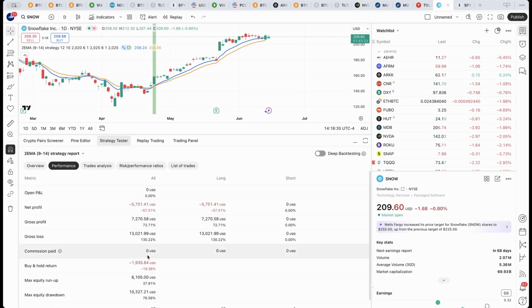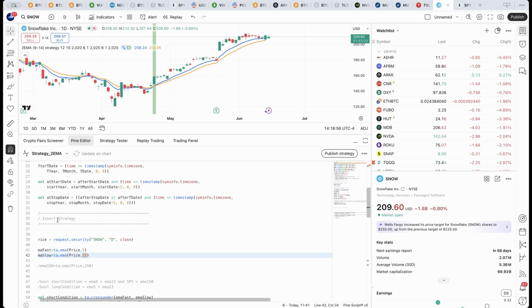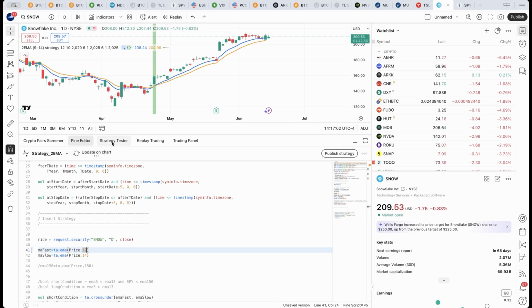So in the case of Snowflake, it would be a pretty bad strategy, as the buy and hold. Well, I mean, buy and hold would be losing on the 10,000, so it would lose 19%. But using a 9 and a 14 2 EMA strategy, I will lose almost 60% of my capital. So that's not a good strategy. So then if I want to explore, I need to change them. And then I could try, instead, a 12, for example, and a 14, and then run the strategy again.